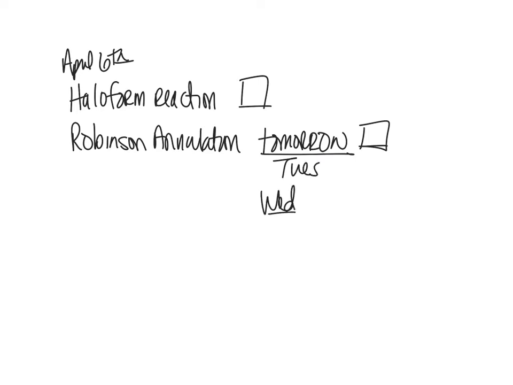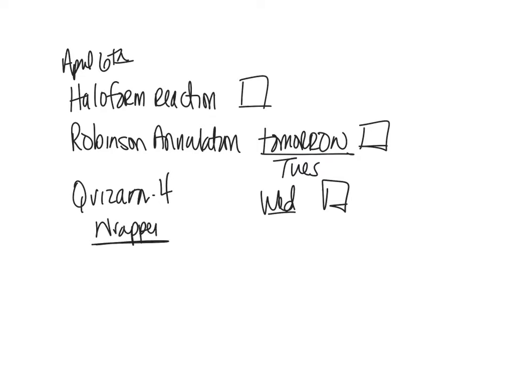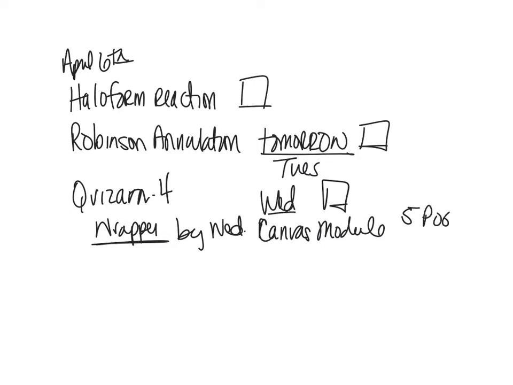Wednesday, you have your Quizam 4. This is important. Quizam 4. You should have the wrapper completed, and that should be turned in to me by Wednesday. So that is on your Canvas module, and it's where it's always at. It's at that first module, okay? And you know that's worth 5 POGIL points.